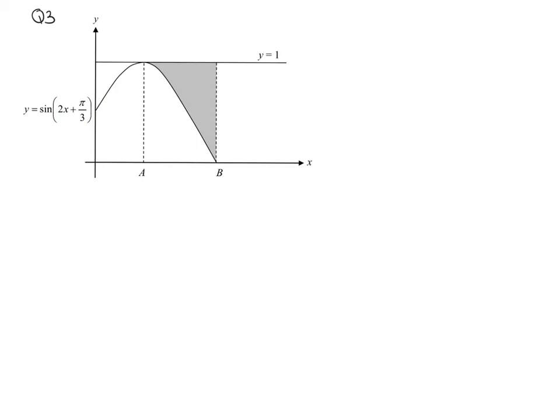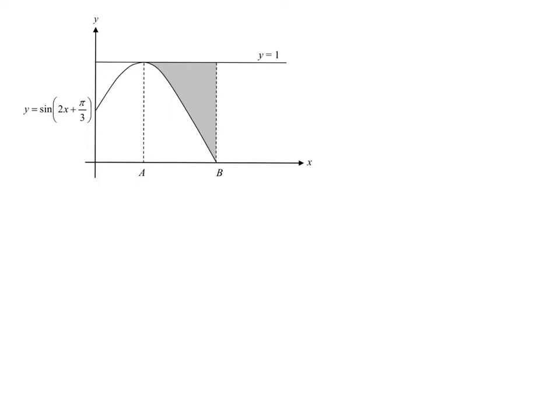Alright, for question 3, we are supposed to find the shaded area as seen in our diagram here, which is bounded by our curve y equals sine(2x plus pi over 3) and y equals 1. Everyone should be familiar with this kind of question, where you find the area of the rectangle minus the area under the sine graph from A to B. We do not have the x coordinates of point A and point B, so let's find those first.